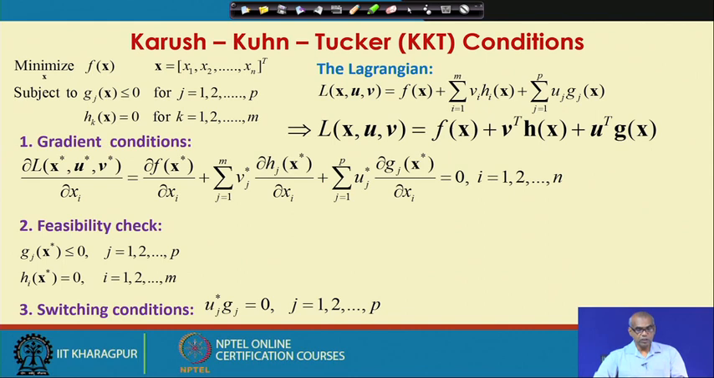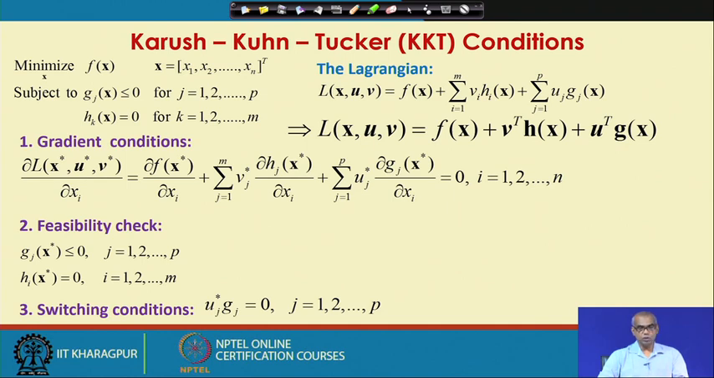Next, switching condition. You remember the alternate form of the inequality constraint optimization problem that we have discussed in the previous class. So, the switching condition is obtained at u_j g_j equal to 0. So, either u equal to 0 or g equal to 0. G equal to 0 means the inequality constraint g less or equal to 0 is being satisfied as g equal to 0, that means active constraint. So, for an active constraint the u may be greater or equal to 0.